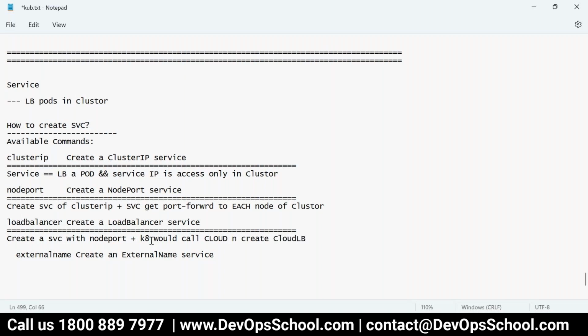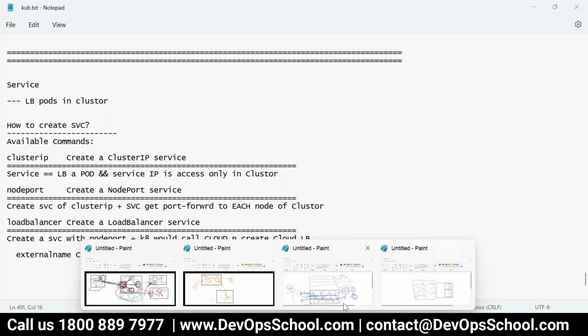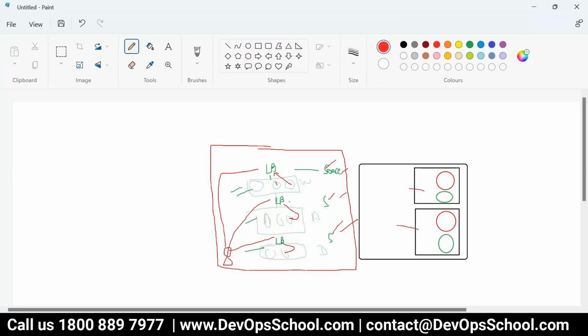Why would they create a cloud load balancer? Remember that the service is for load balancing a pod. Who will load balance the nodes? Tell me, how many nodes do you have? Look at this image again. One node, two nodes. So I want to load balance this one and this one. How do I do that? So you have to create a load balancer which is an external load balancer. This is a paid service.